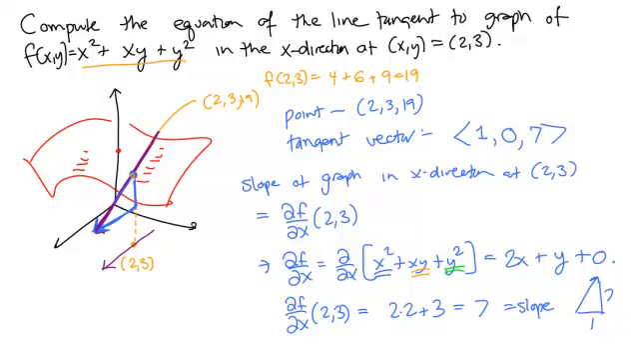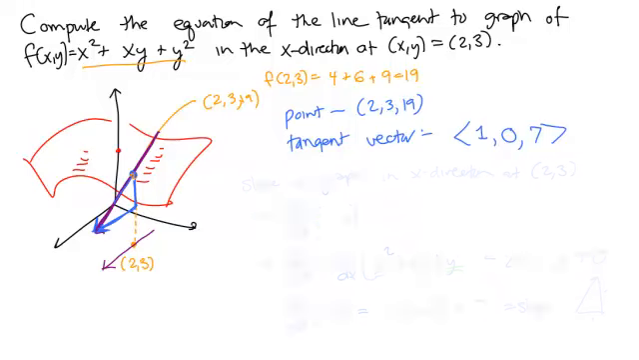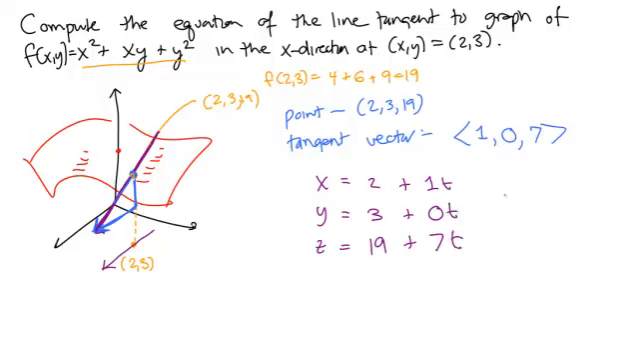Now I have the two things I need for the line. Let's write its equation down. We would have (x, y, z) equals the x naught values, (2, 3, 19), plus the vector values, (1, 0, 7), times t. Cleaning that up, x is equal to 2 plus t, y is equal to 3, and z is equal to 19 plus 7t. And so there's the equation of our tangent line.